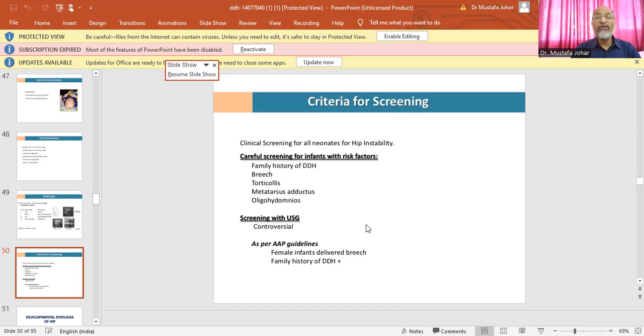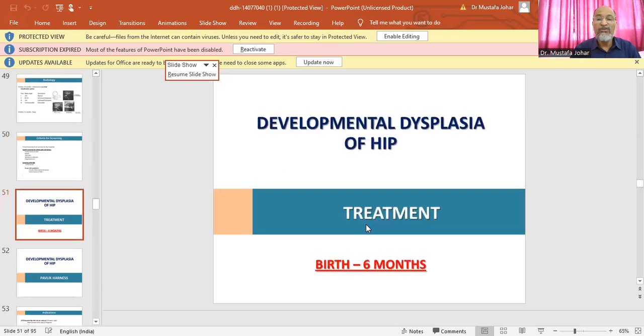Then careful screening is needed for the infant with risk factors like family history, breech presentation, torticollis, metatarsus adductus, and oligohydramnios. If they are present, it points towards the presence of DDH. Then you have screening with the USG, as I said. Then you have female infants delivered by breech. Then you have family history of DDH. All these are the pointers for DDH.